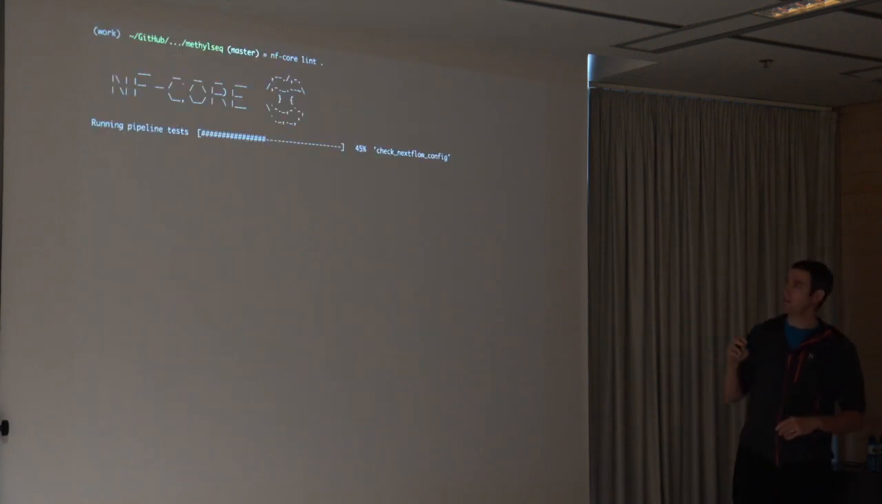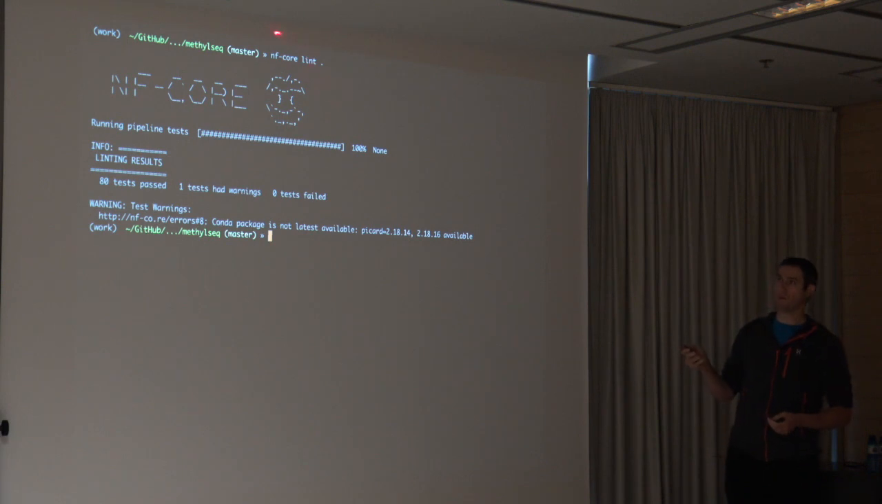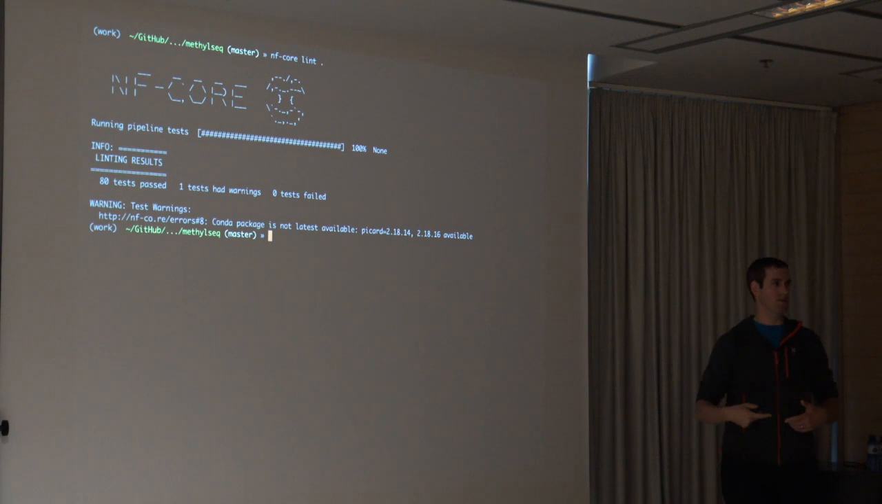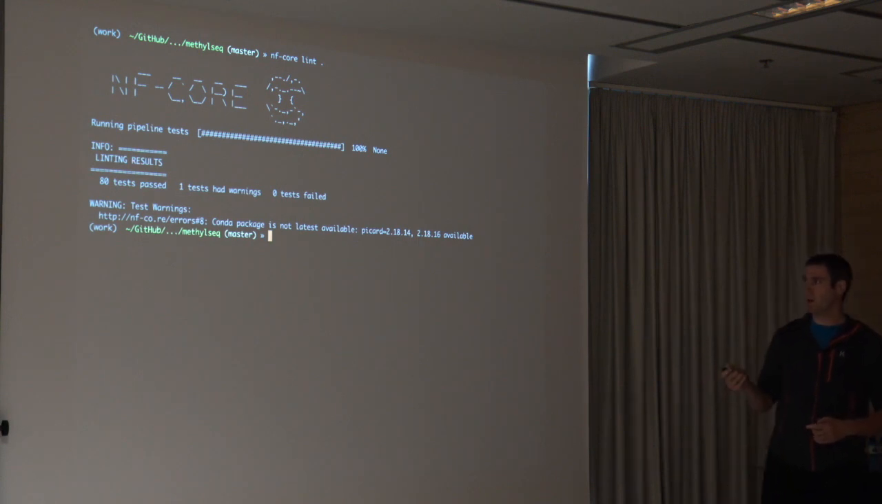If I go to another pipeline I've already made, I can show another tool that is part of this, a subtool. This one is called lint instead of create, and this runs tests for all of the guidelines that we've set, plus lots of other things. So this is on the methylation pipeline. And you can see that 80 different tests have passed, and I had one warning. This tests lots of things.